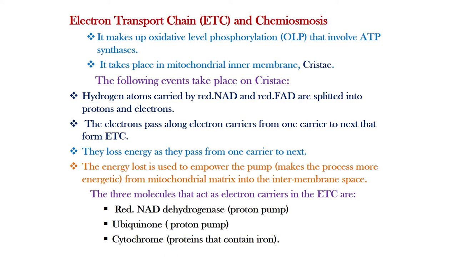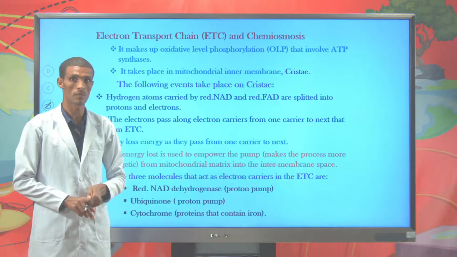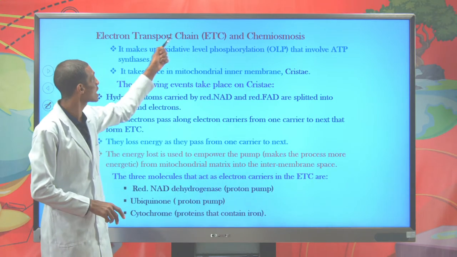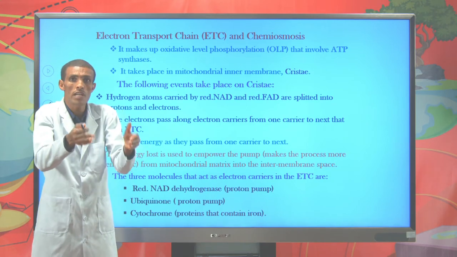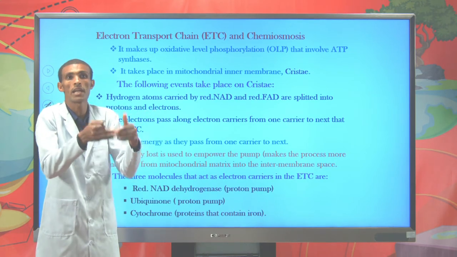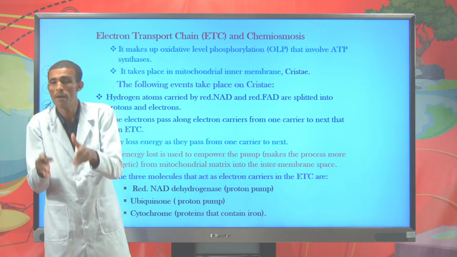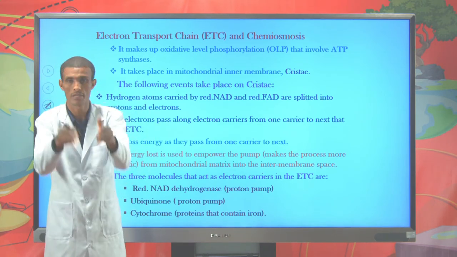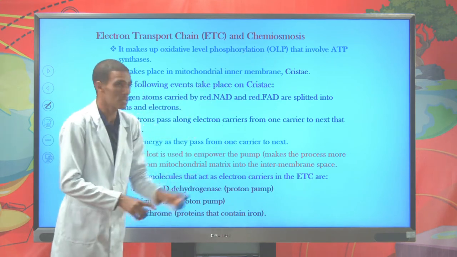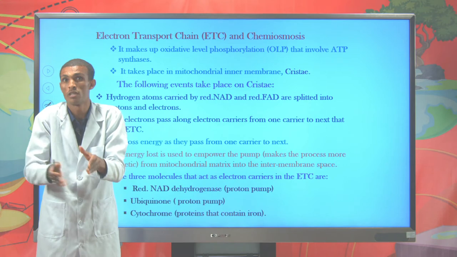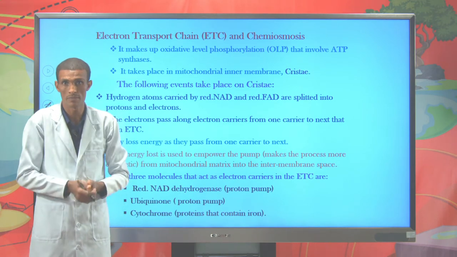Another most important step of aerobic respiration is oxidative phosphorylation, where oxidative phosphorylation includes both the electron transport chain and chemiosmosis. The electron transport chain is a means of transporting electrons from one carrier to another. Electrons jump from one carrier to the next, whereas chemiosmosis means the passing of protons through the mitochondrial membrane.